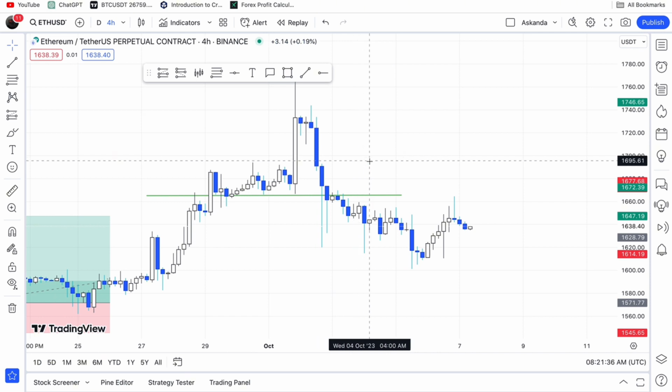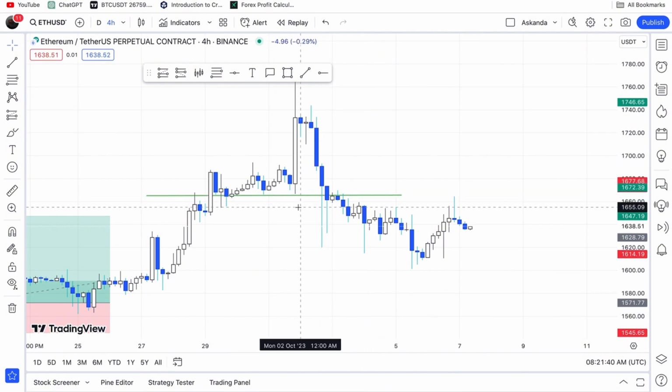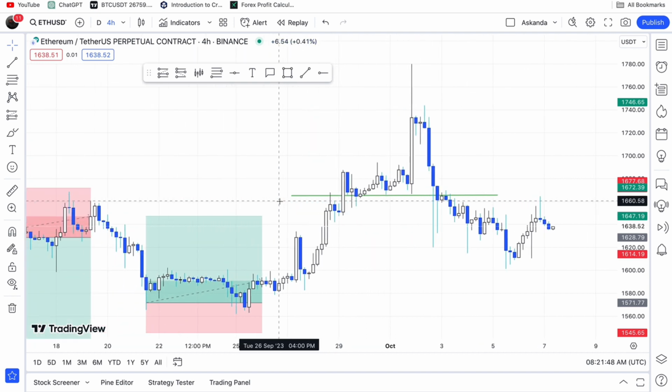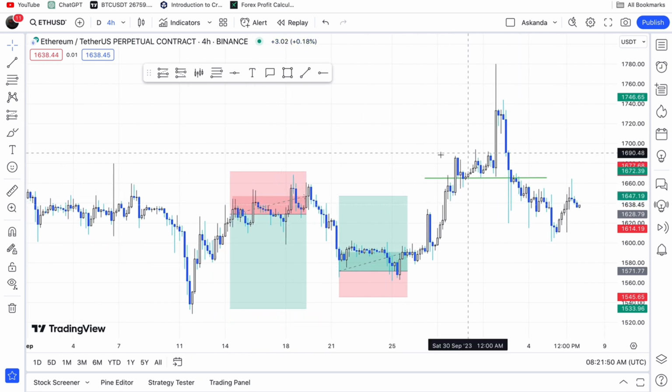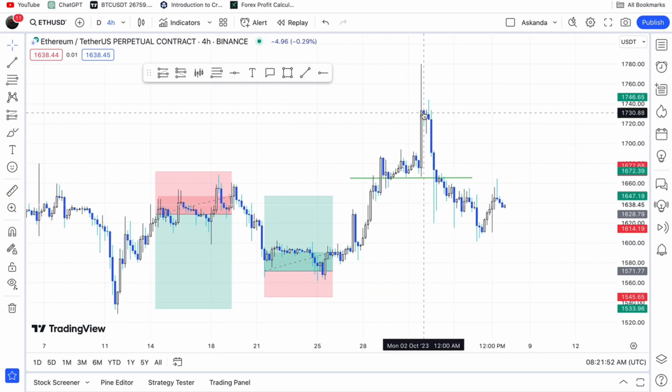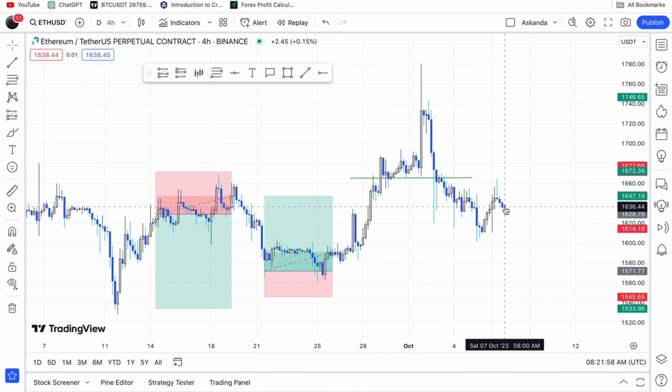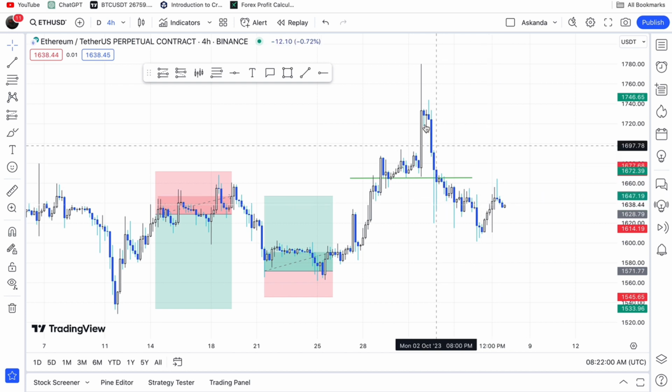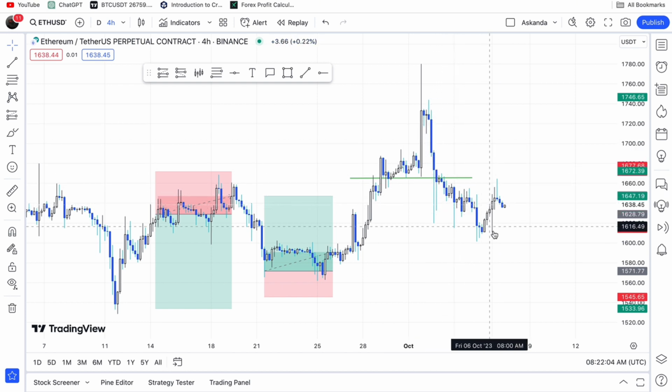In an uptrend, the green candles are more than the red candles. In a downtrend, the red candles are more than the green candles. You need to know this. If you look at the chart, starting from Monday, 2nd October, to about today, which is 7th October, you have seen that the red candles are more than the green candles.